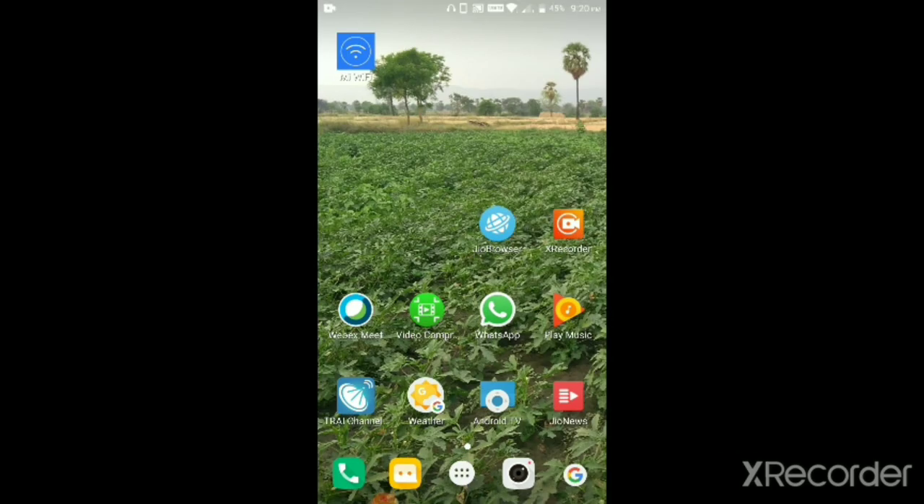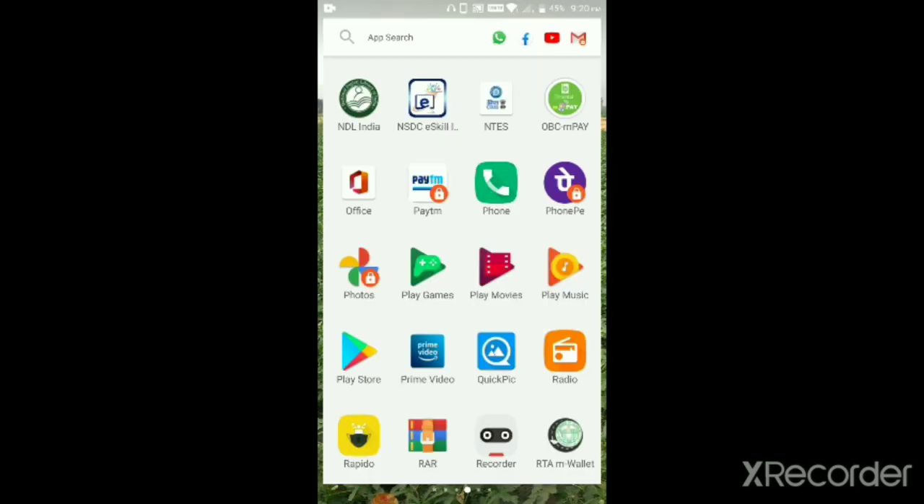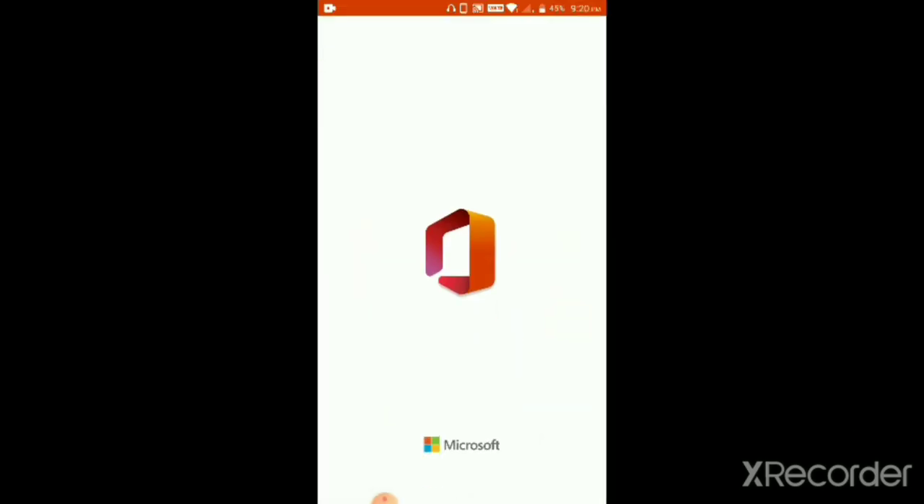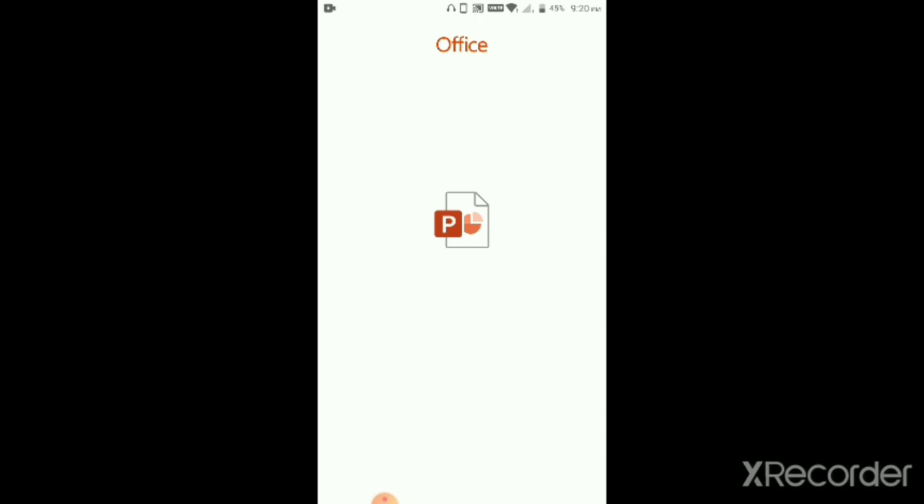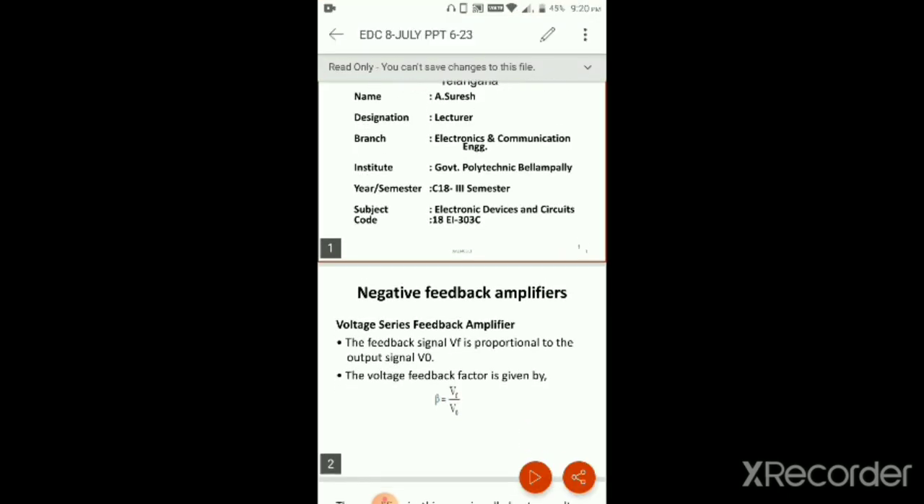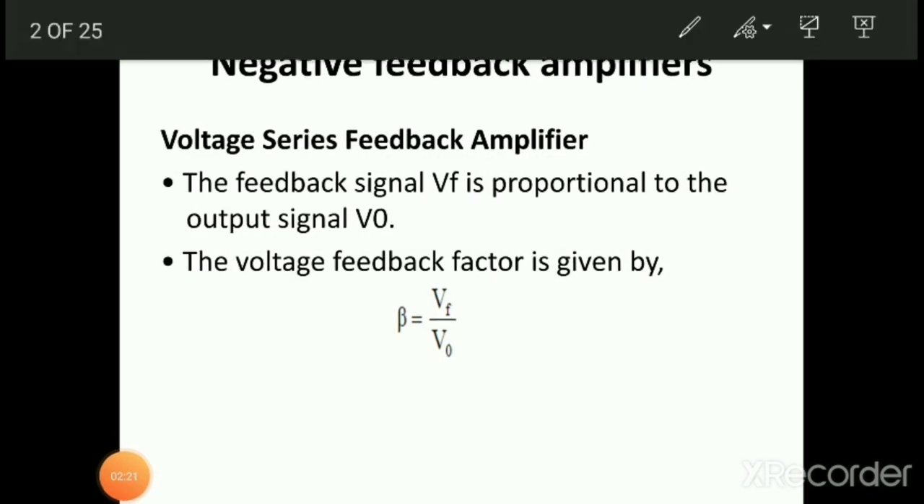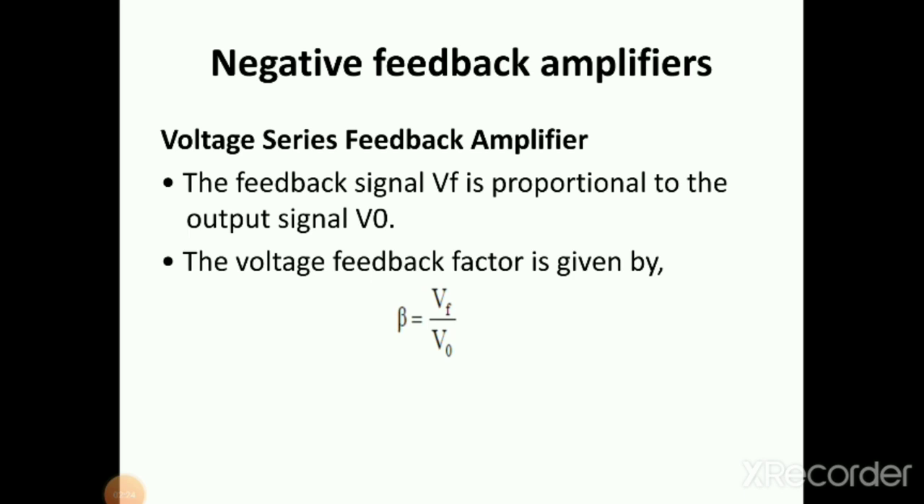Next topic is the negative feedback amplifiers.